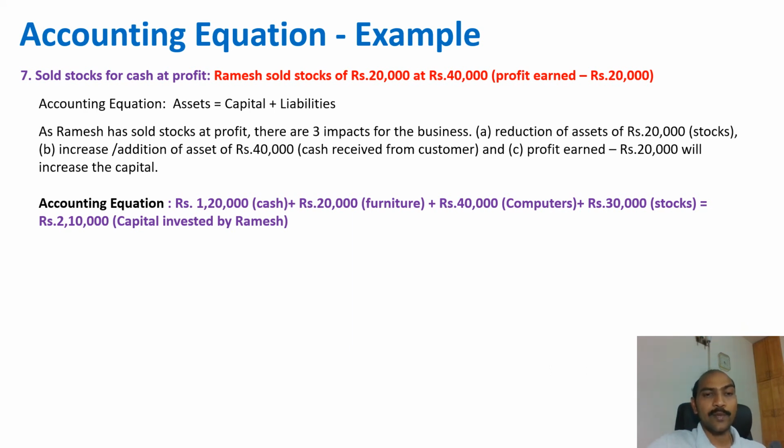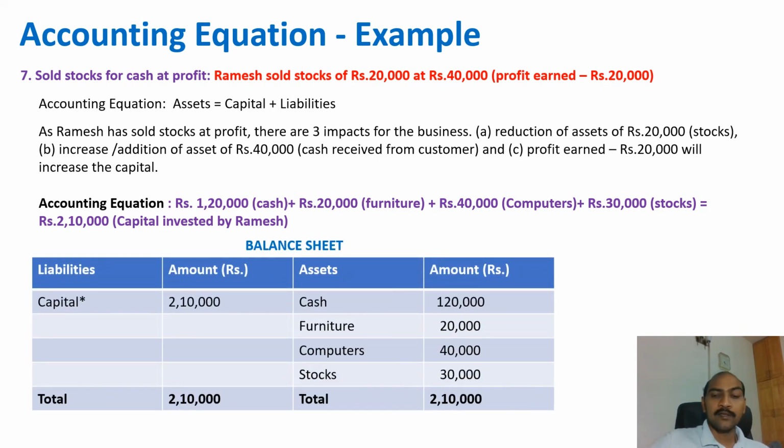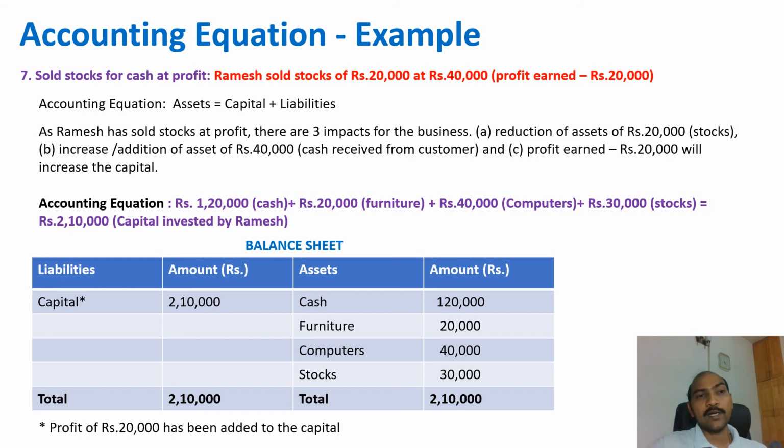So if we prepare the balance sheet on this particular date, the capital is 2,10,000 rupees. Whereas on the asset side, the cash increased by 40,000, hence 1,20,000. Furniture remains same, computer remains same, stock reduced by 20,000 rupees, and the total of assets on this date is 2,10,000, which is equal to the capital of 2,10,000 rupees.